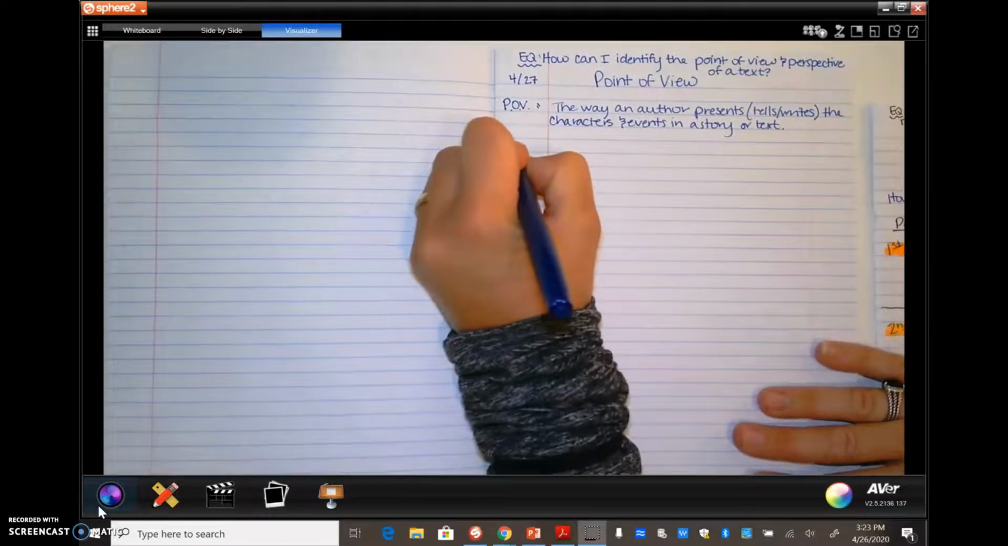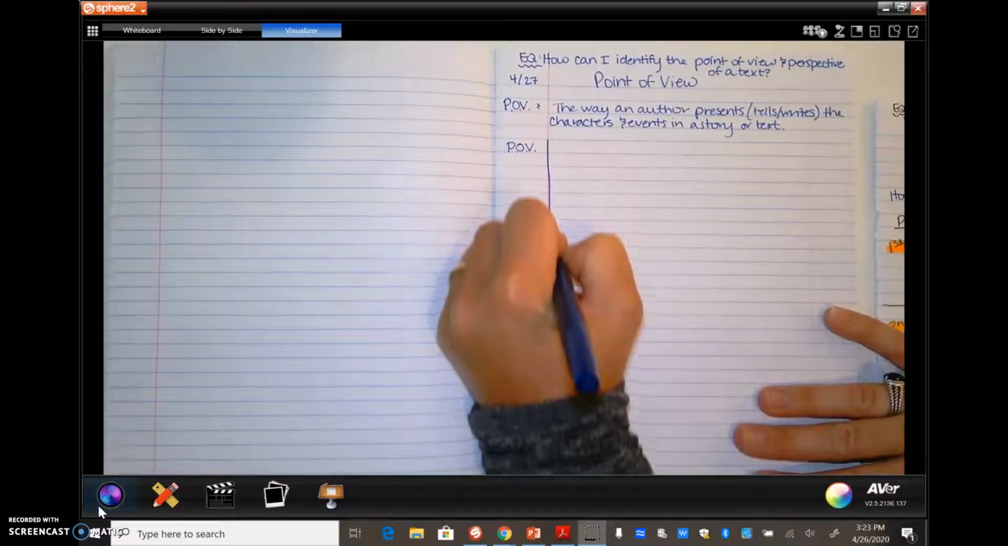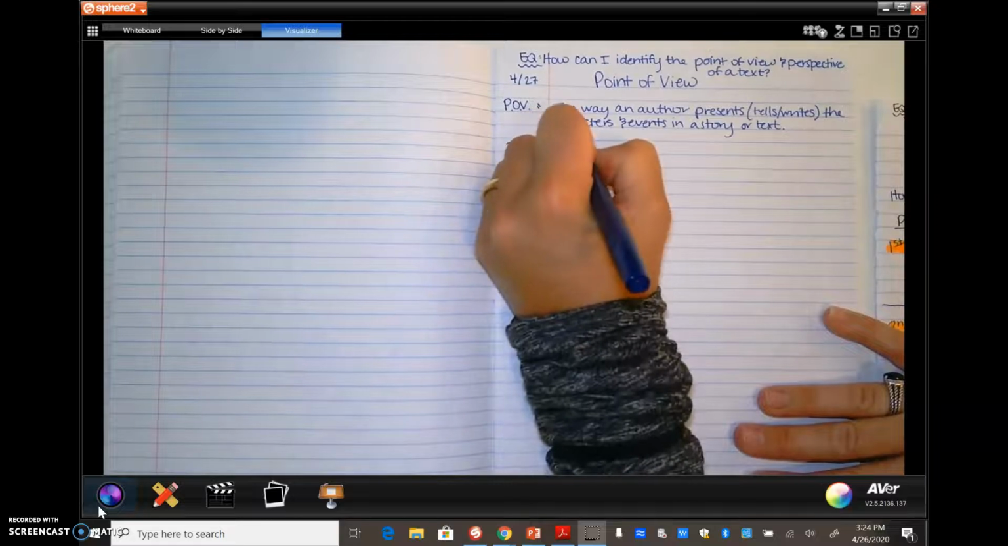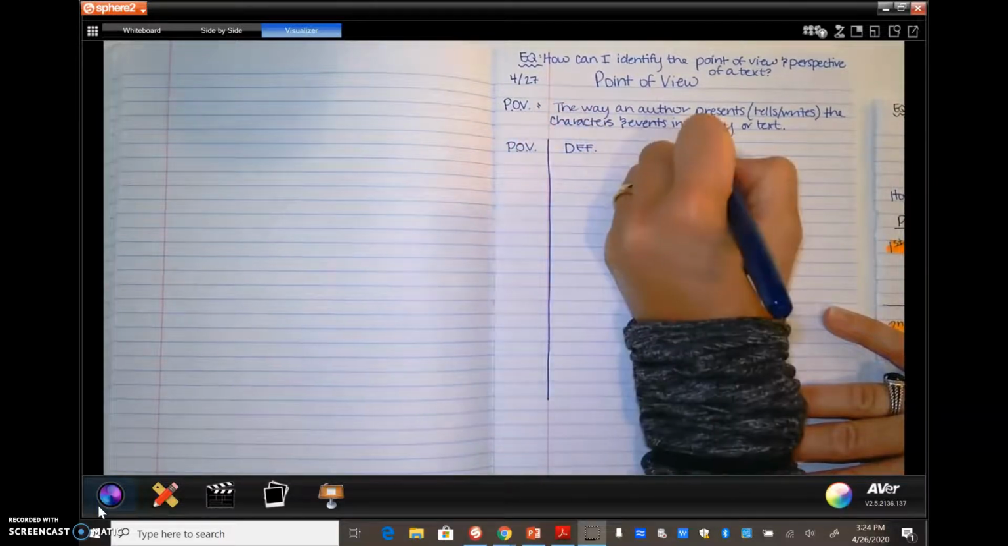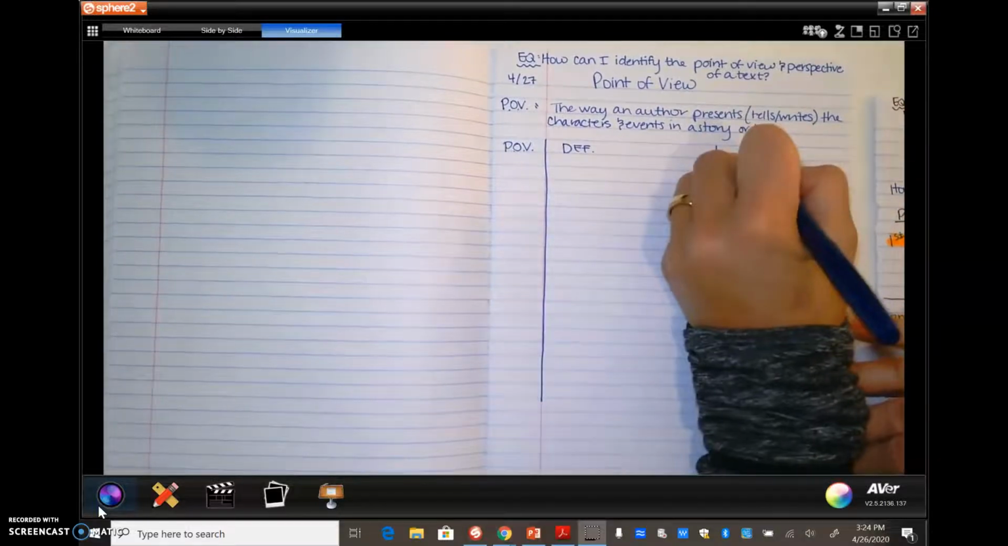Okay, so we're going to do some 3-column notes. We have the point of view right here, and we have the definition of that point of view. And then we have clue words.